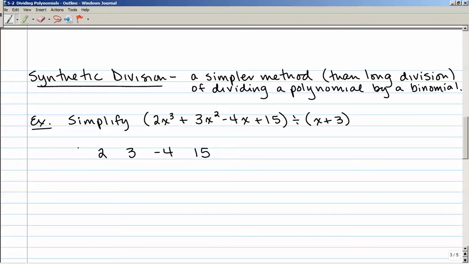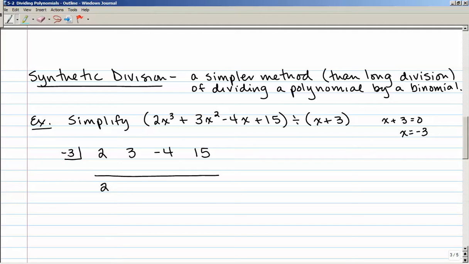And then in the little box here out front, I'm going to write the opposite of this. In other words, if x plus 3 were to equal 0, what would x equal? X would be a negative 3. So I put a negative 3 in the box out front. The other way to think of it is just do the opposite of whatever you see there. Now, draw a line. I'm going to give myself a little bit of space here, a line underneath here, and just bring down your first coefficient. Bring down the 2.